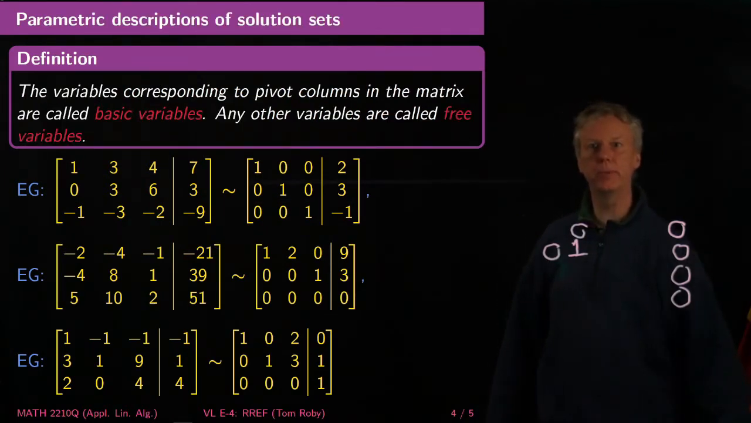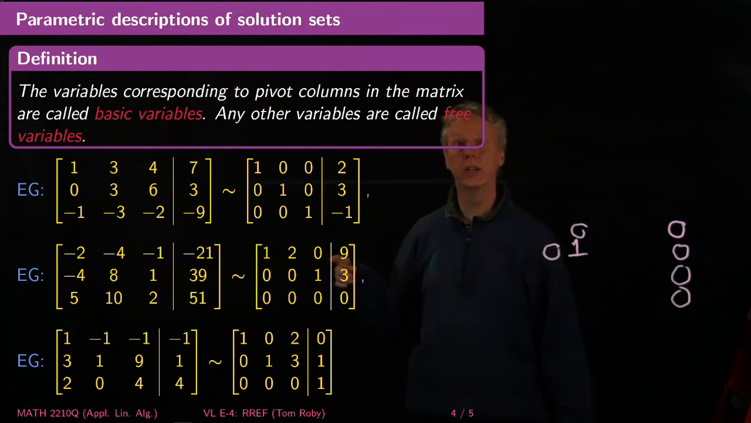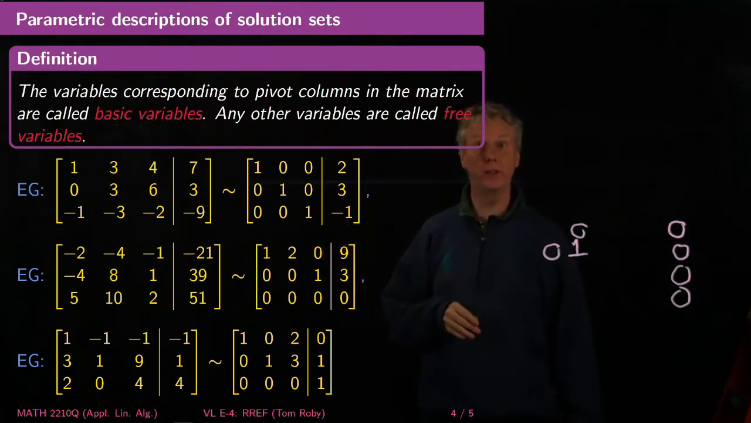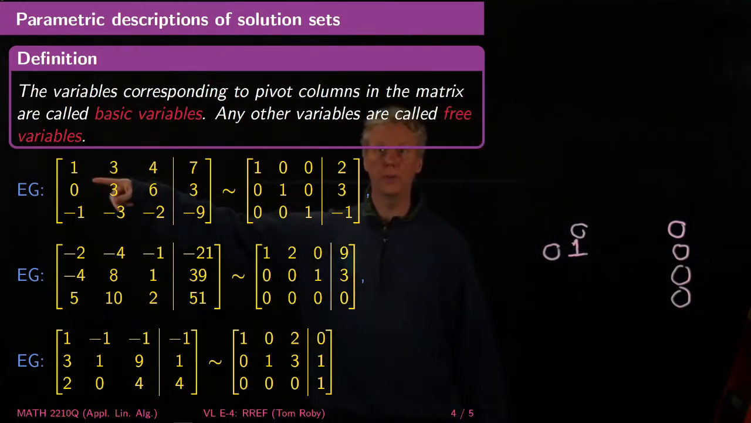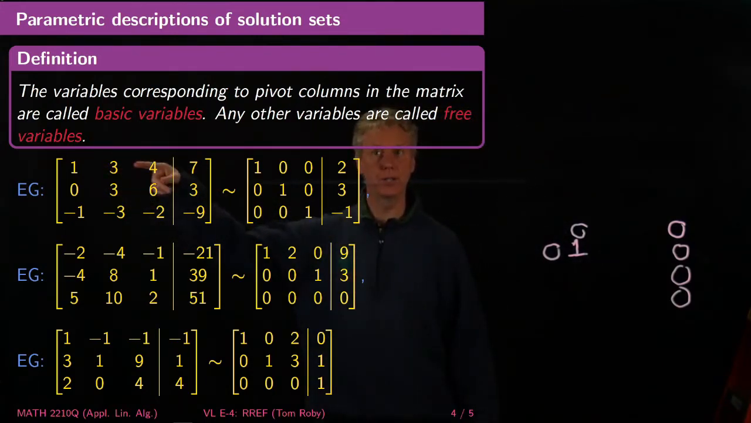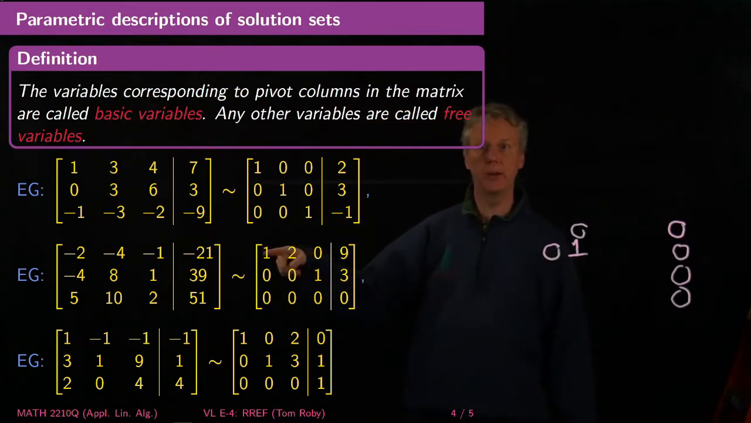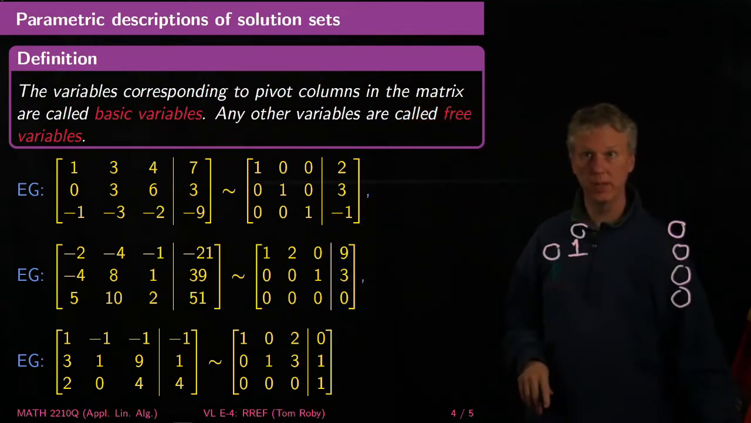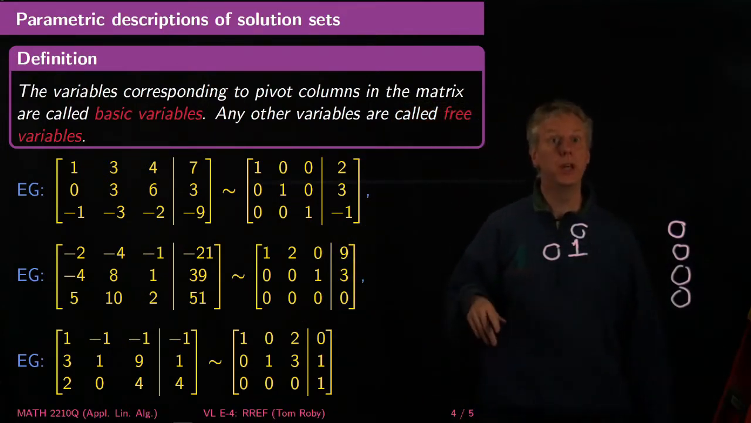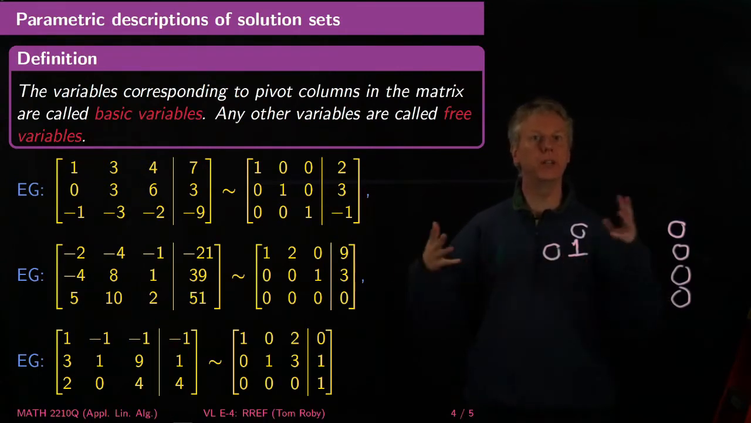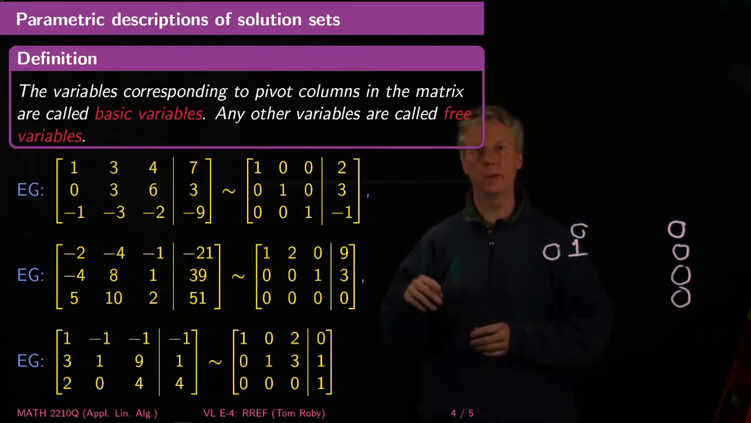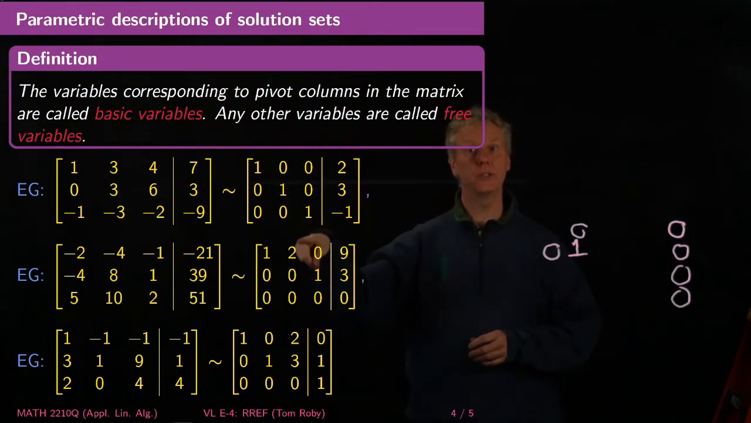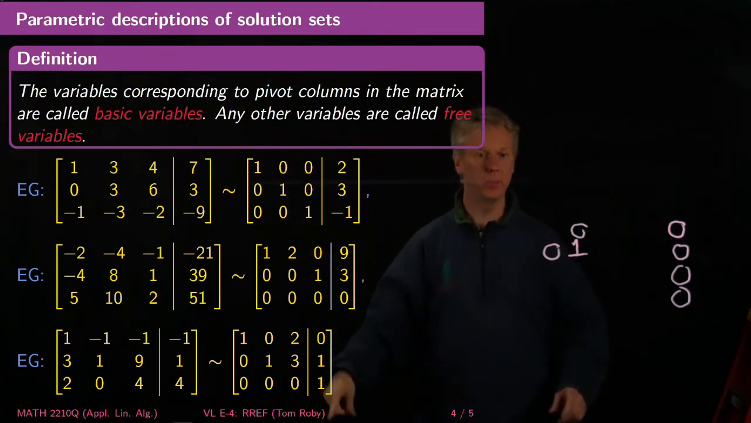All right, so here's a new definition, but the same set of 3 examples. The basic variables are the ones that correspond to the pivot columns. So all 3 columns are basic variables here, x1, x2, and x3. In the second example, x1 and x3 are basic variables. In the third example, x1 and x2 are basic variables. The other variables are called free variables, and they're the ones that are going to let us have infinitely many solutions when we set things up. So here, there are no free variables. Here, there's 1 free variable, x2, and here, there's 1 free variable, x3.